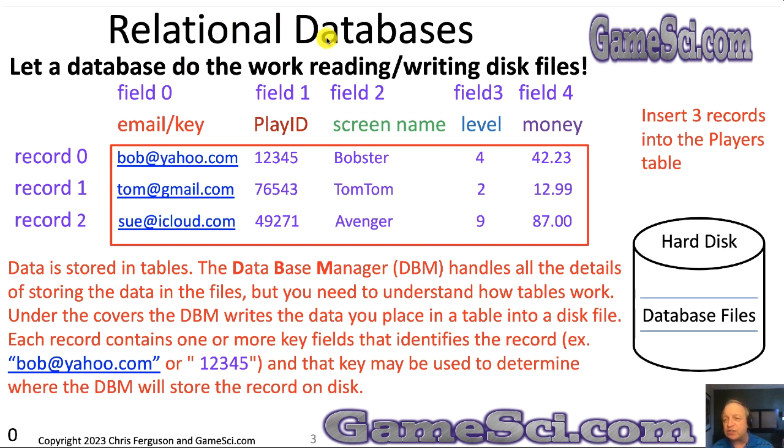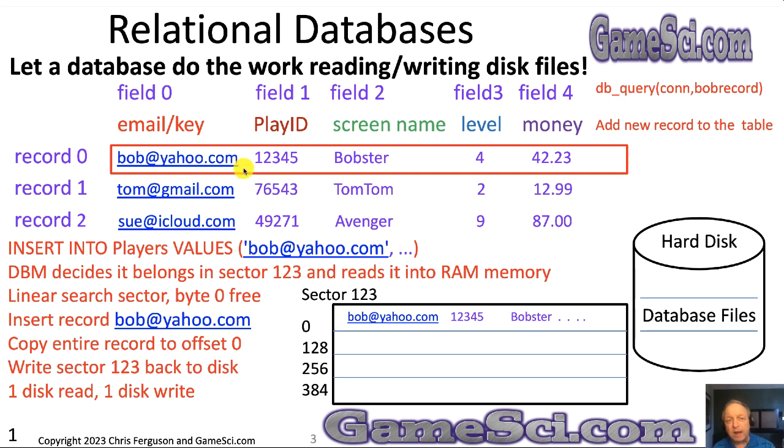After that, we want to insert records into this player's table. Data in a relational database is stored in tables. The DBM or database manager handles all the details of storing the data in the files for you, but you do need to understand how tables work. Under the covers, the DBM writes the data you place in the table onto a disk file. Each record contains 1 or more fields that identify the record, like bob@yahoo.com or 12345, and that key may be used to determine where the DBM will store the record on the disk.